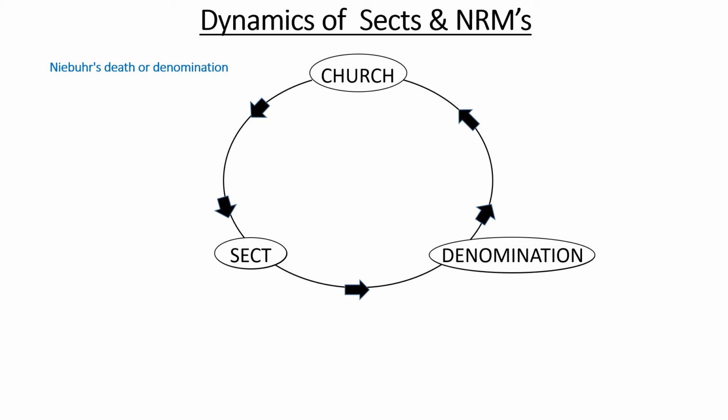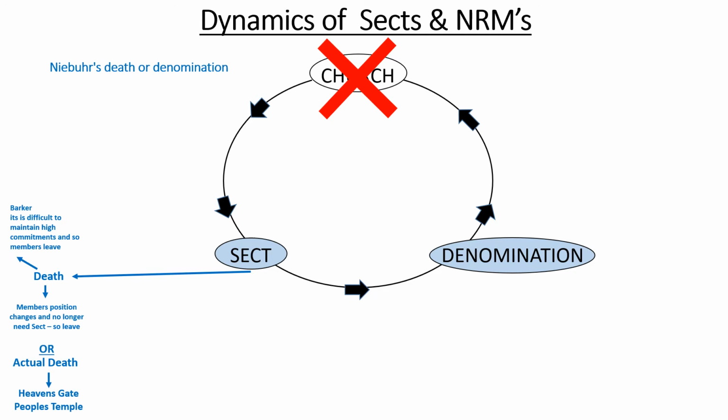Now the next set of arguments we have is Niebuhr. Niebuhr doesn't talk about the church at all. He ignores the church. He focuses solely on sects and denominations. His argument is that a sect will die or it will grow into a denomination. So it is part of that sectarian cycle that Stark and Bainbridge talked about, this area across the bottom half. That is the same process, but he focused on it in his work. Now, Niebuhr said that a sect will die. That's one option for sect death. Now, death can come in a number of ways.